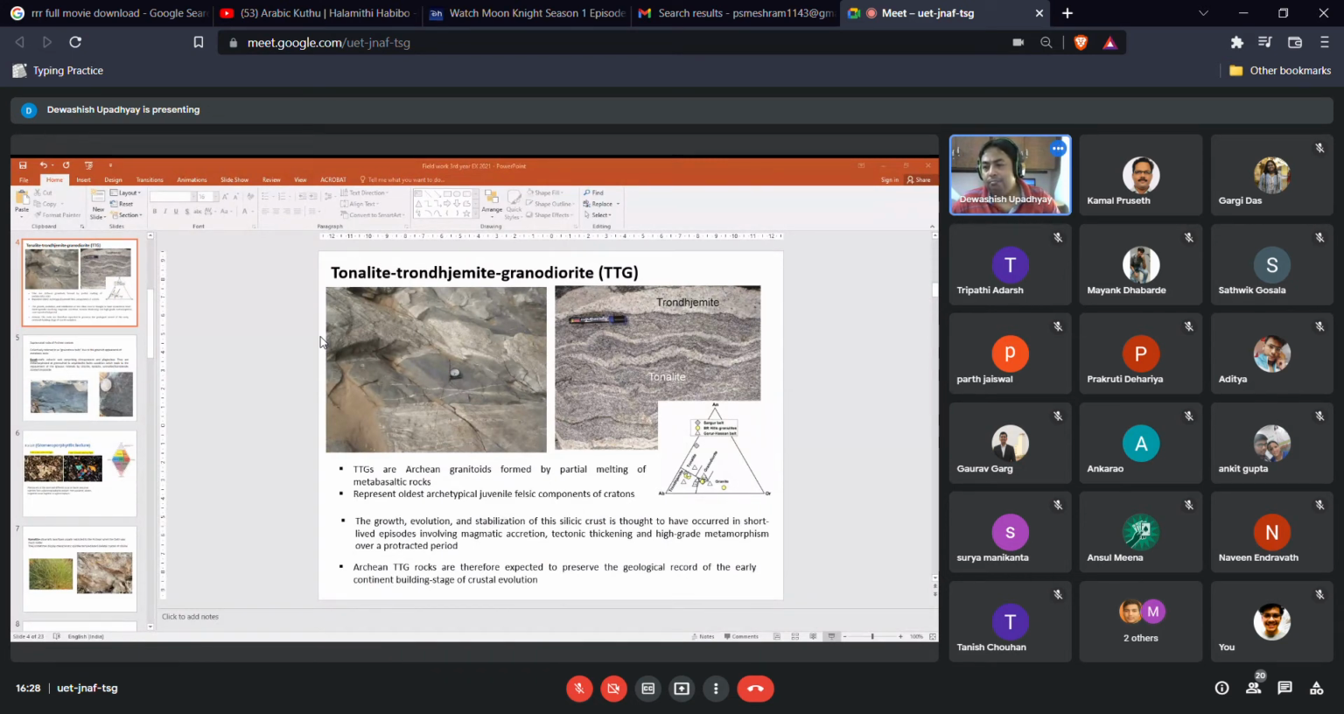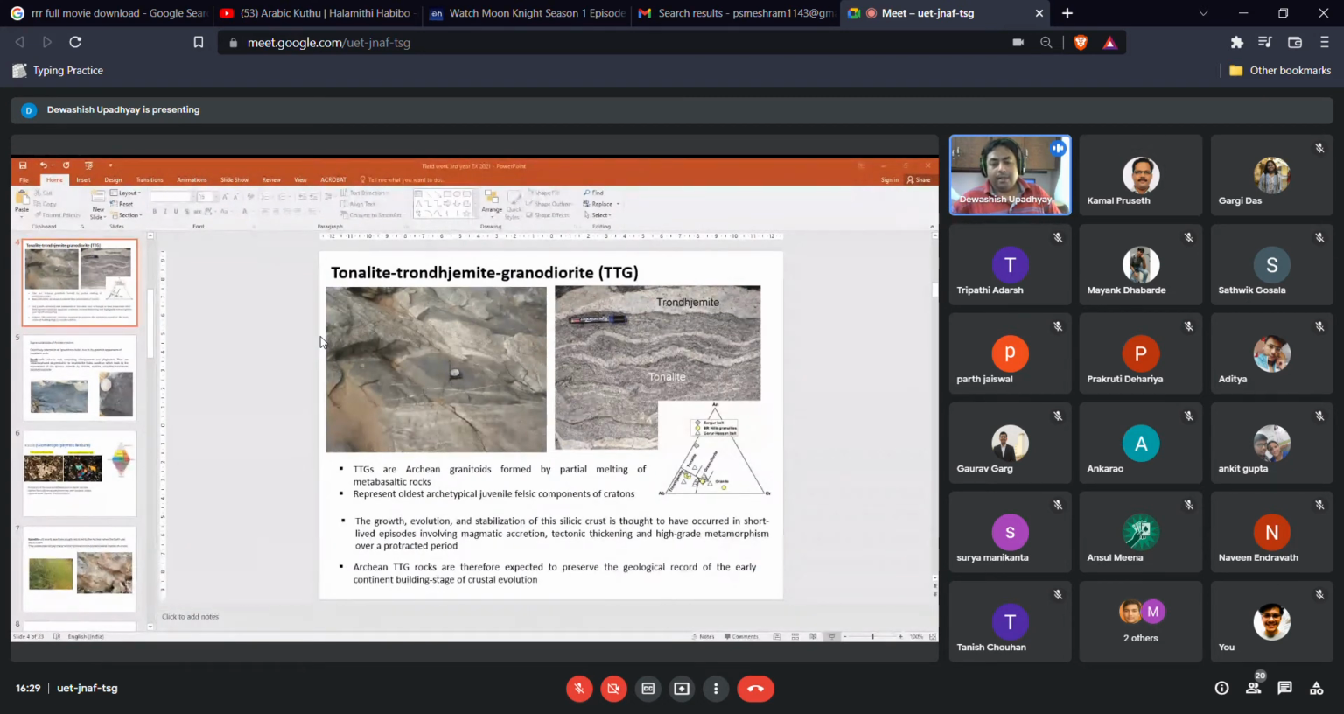It happened in very short-lived but several episodes which involved magmatic accretion, tectonic thinning, and partial high-grade metamorphism, which accompanied the partial melting of the metabasalts. Okay, as I said, most of this TTG crust, or this granitic continental crust, was already produced to a large extent by 2.5 billion years.